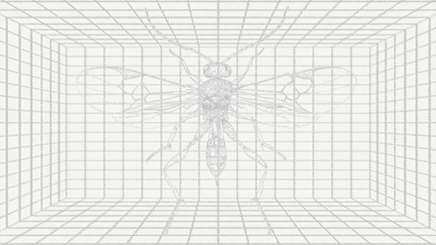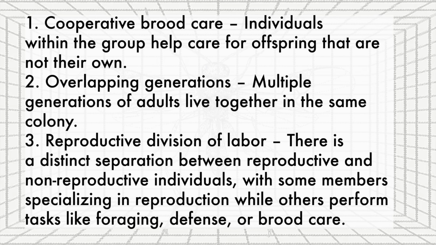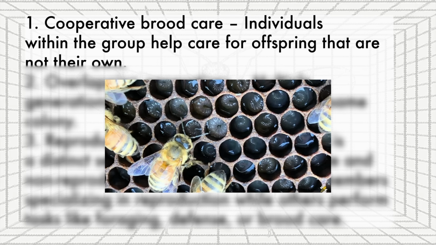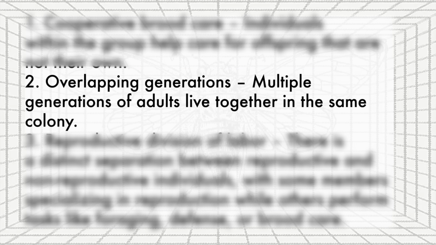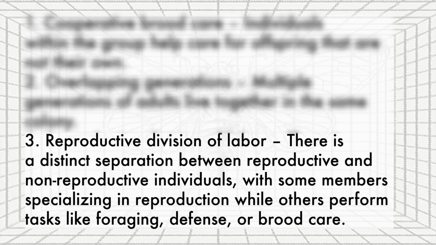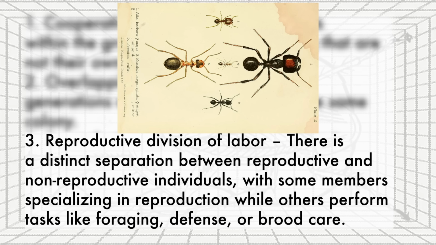However, to be truly eusocial, the species must satisfy these 3 criteria of complexity. 1. Cooperative brood care. Individuals within the group help care for offspring that are not their own. 2. Overlapping generations. Multiple generations of adults must live together in the same colony. And 3. Reproductive division of labor. There is a distinct separation between reproductive and non-reproductive individuals, with some members specializing in reproduction while others perform tasks like foraging, defense, or brood care.